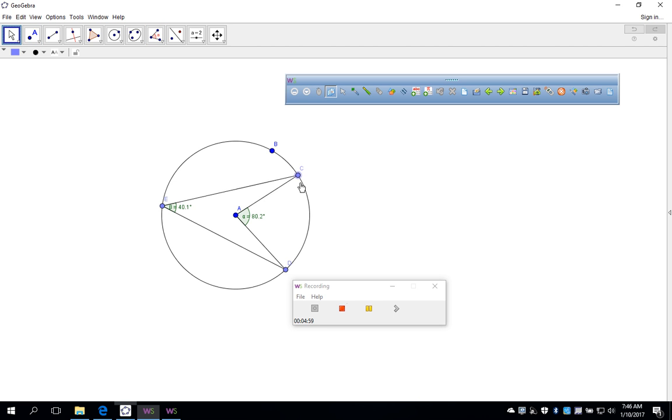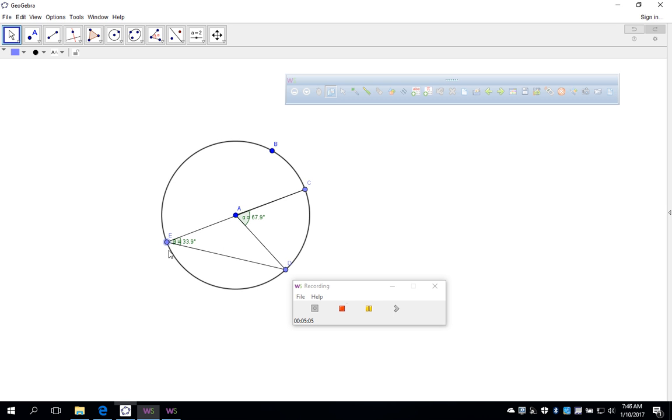If you drag this point around, no matter how I drag it, it stays 33.67. Drag this over here, 33.67. Make this angle bigger, like 90 degrees, then this is going to be 45, and so on. So this angle here is always half of that.